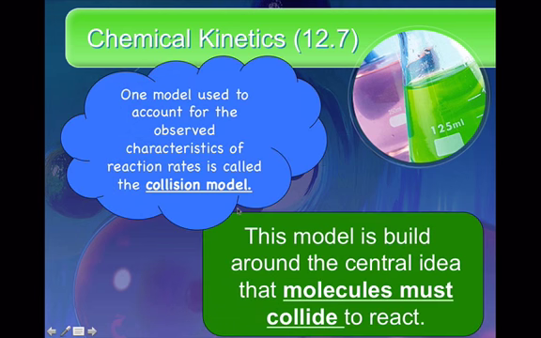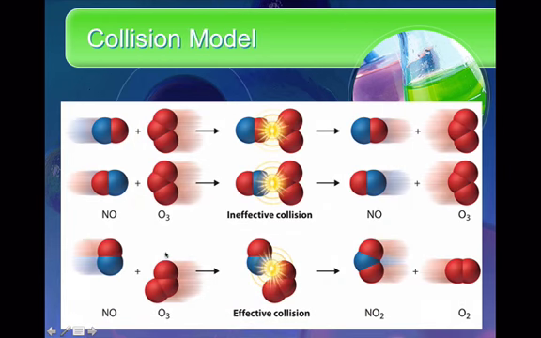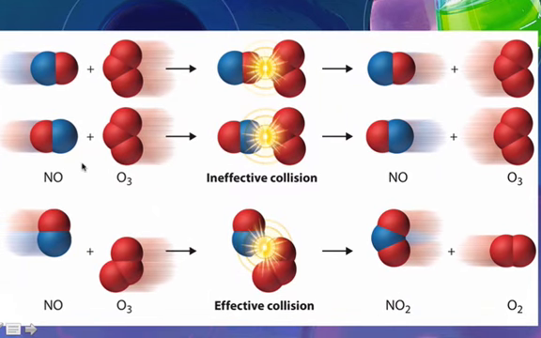One model that's used to account for the observed characteristics of chemical reactions is called the collision model. The collision model just says that molecules have to collide in order to react. Here's a picture that we can see. If we look at this, the nitrogens are all the reds here. These are all your O's. And the nitrogen is the blue.